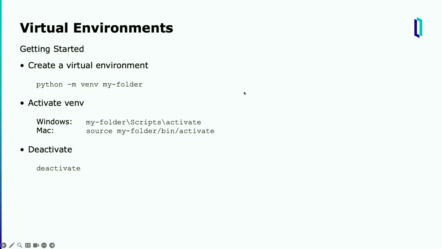And what basically happens is it takes the current interpreter that you're running and creates a copy of this interpreter in this folder, including a structure of all the imports that you're going to do. So whenever you activate this environment, this is what's going to be used to start that process, instead of the global interpreter.